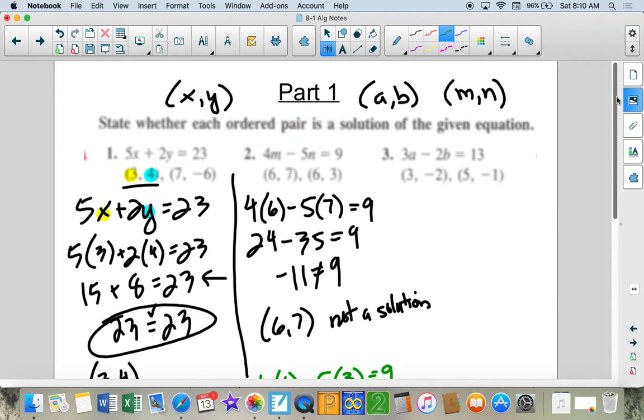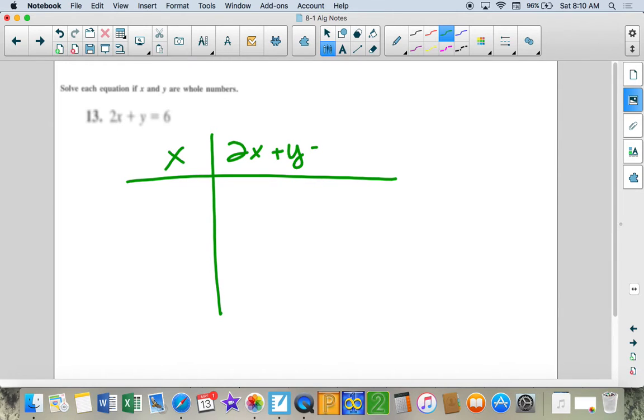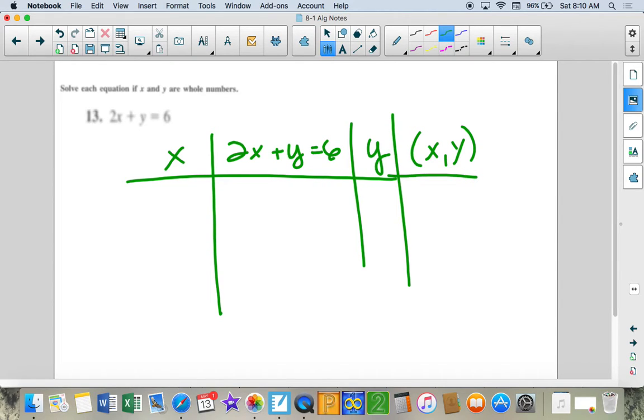And you get the same understanding for problem number 3. Solve each equation if x and y are whole numbers. So now they want a solution to this. Before, they gave me a point and I had to test it; now I have an equation and I don't have any point. So where am I going to start? Well, we use what is called an H-chart, and it's a way to get as many solutions as you want.